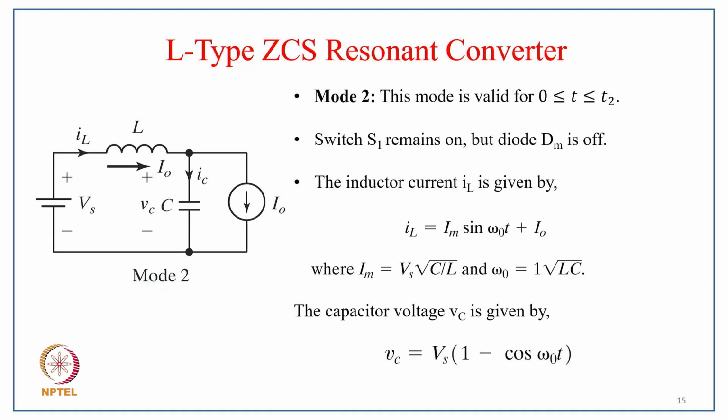Now coming to mode 2, this mode is valid from 0 to time T1, and switch S1 remains on, but diode Dm is off, and the inductor current IL is given by IL equal to Im sin omega 0 t plus I0, where Im equal to Vs under root C upon L, and omega 0 is 1 divided by under root LC. So the capacitor voltage Vc is given by Vc equal to Vs (1 minus cos omega 0 t).